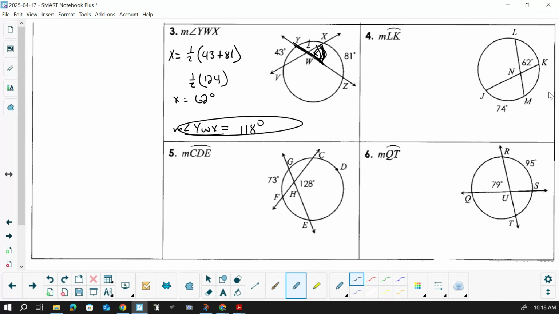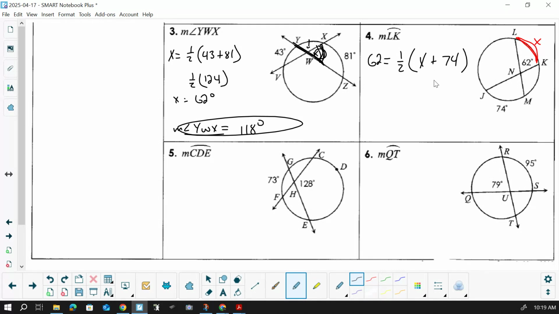Okay. Next one here is to find arc LK. LK is this arc right here. So I'm going to put an X where that's at. Now let's think about what we had. We know that the angle equals 1/2 of the arcs added together. The angle is 62. So this time what we're looking for isn't over here. We know the angle. It's asking what this arc is going to be. So 62 goes here, and then these two arcs added together, X plus 74.